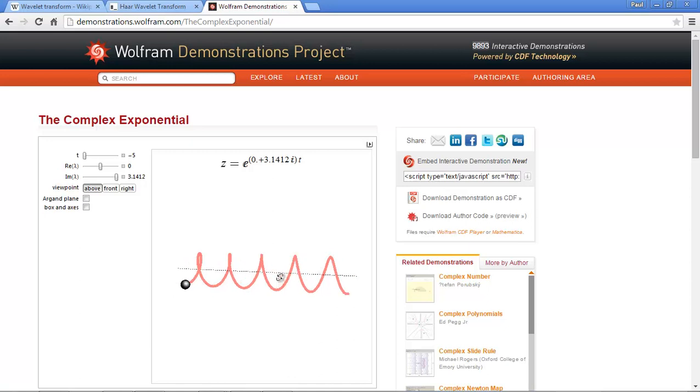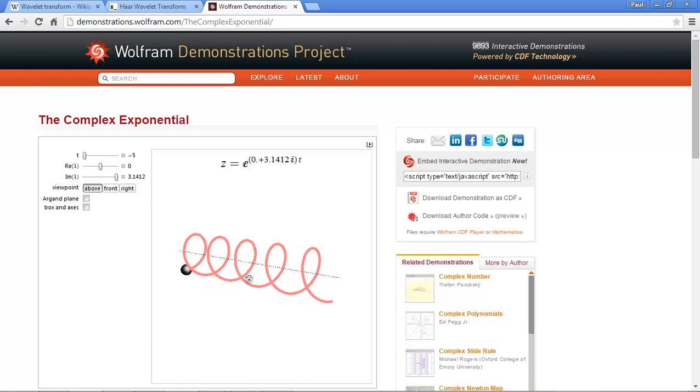Let me try to rotate it. That'll help. Okay, so this is the function. This is what all complex exponentials look like. Of course, the coefficient up here, the frequency, is just going to say how fast the coil is wound. The magnitude's always 1. What would happen if I made the frequency negative? How would that change anything?